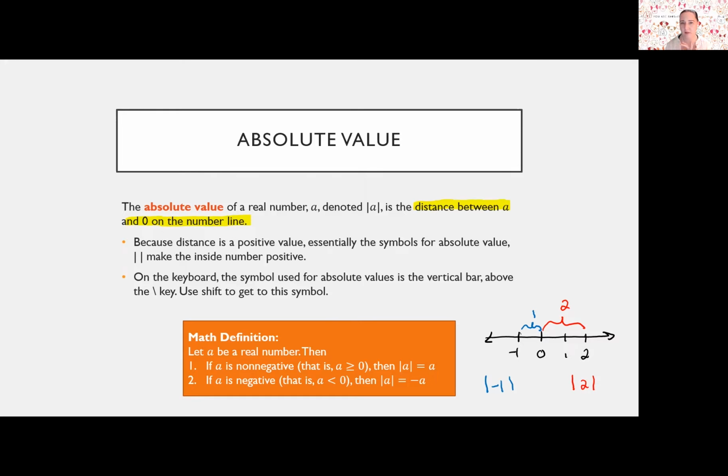Distance is always positive, and time, we always refer to time as positive. We don't say negative 2 hours ago, we would say 2 hours ago. So time is another one where you're always giving a positive value, even if it was in the past. It's a very similar example to the absolute value.